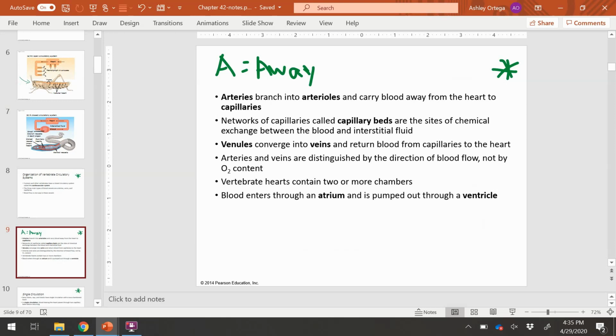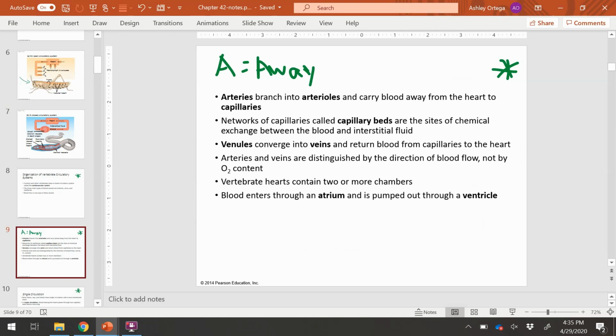Venules is the next one here. Venules are the smaller blood vessels that will then converge into veins, which are the larger vessels that return blood to the heart. And so arteries carry blood away, veins return blood to the heart. And so this is organized by direction of blood flow, not by oxygen content.